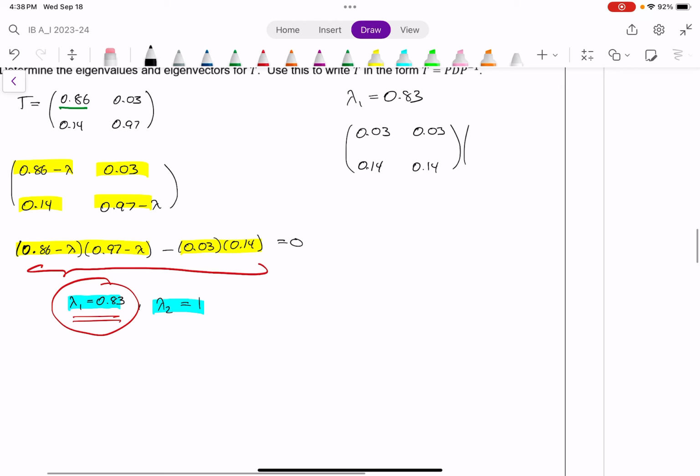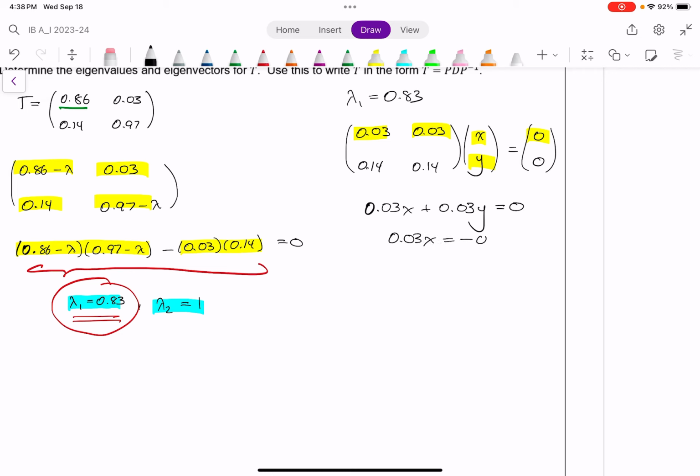And now I need to solve this times a 2-element vector, and I want to make this equal a 0 matrix. And I should quickly get the 2 equations that are equivalent. In this case, 0.03x plus 0.03y equals 0. That's all I really need. You could always confirm that the other one's equivalent, but I don't feel like it. Which means I can see right here that 0.03x must equal negative 0.03y. Let's divide both sides by 0.03. That means x must equal negative y.